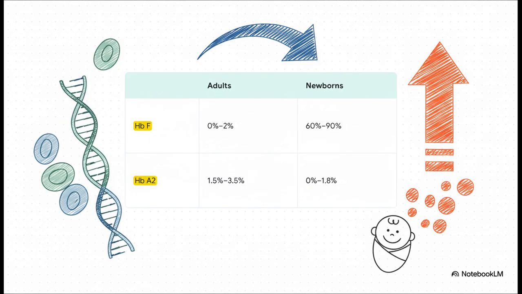And this chart just brilliantly shows the dramatic switch that happens right after we're born. A newborn is basically running on fetal hemoglobin, or HbF, up to 90%. But during that first year of life, production flips almost completely to the adult forms. Understanding this transition is absolutely critical, especially in pediatric diagnostics.